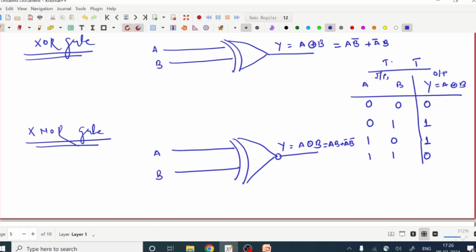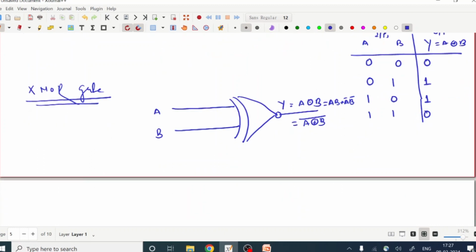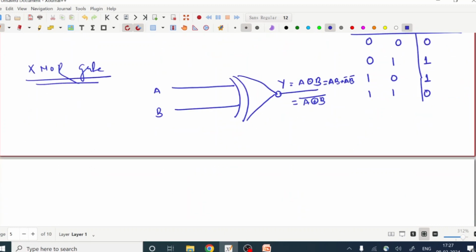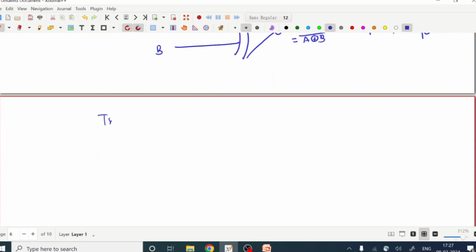This is equal to what? Or we can say that this is also written as A XOR B whole complement. So there are several ways of writing the expression of XNOR gate. We either write the expression in this form or this form or this form. Then the truth table of XNOR gate is what? Here the inputs are, truth table of XNOR gate.